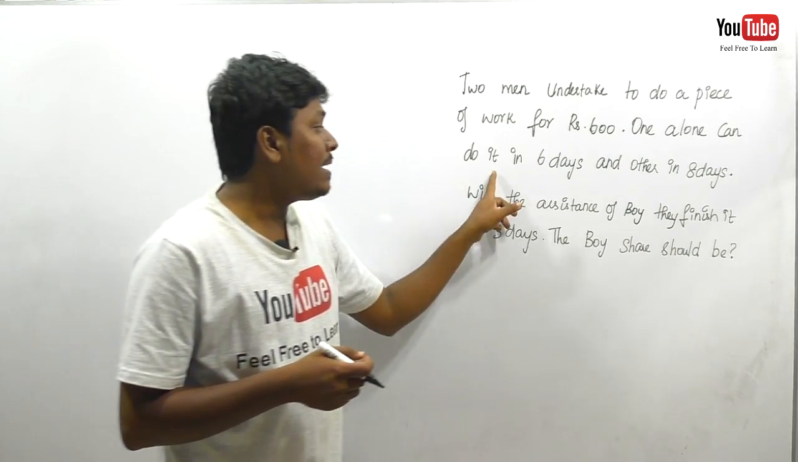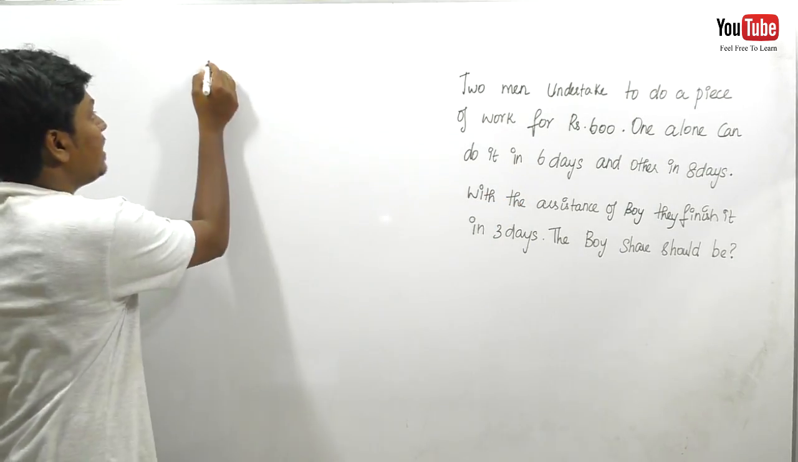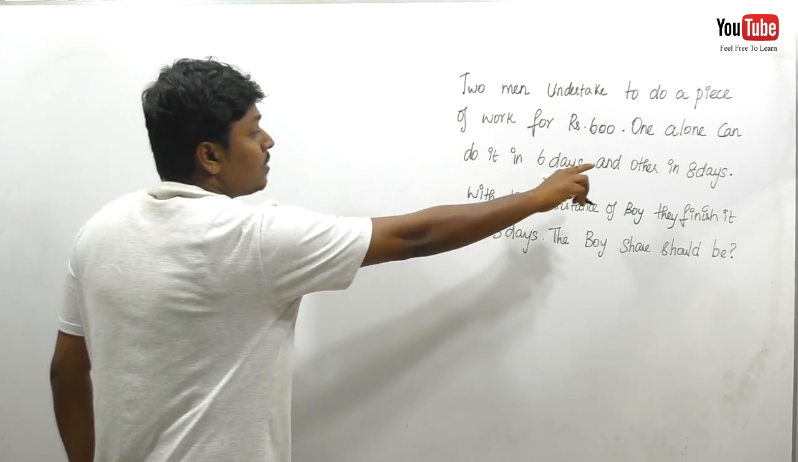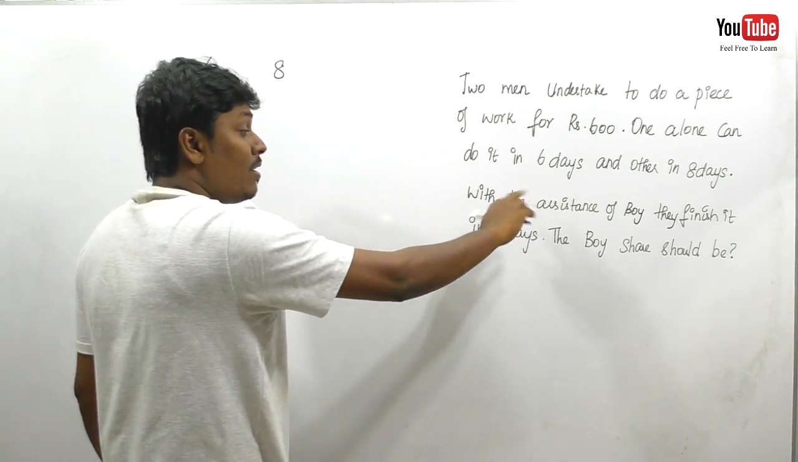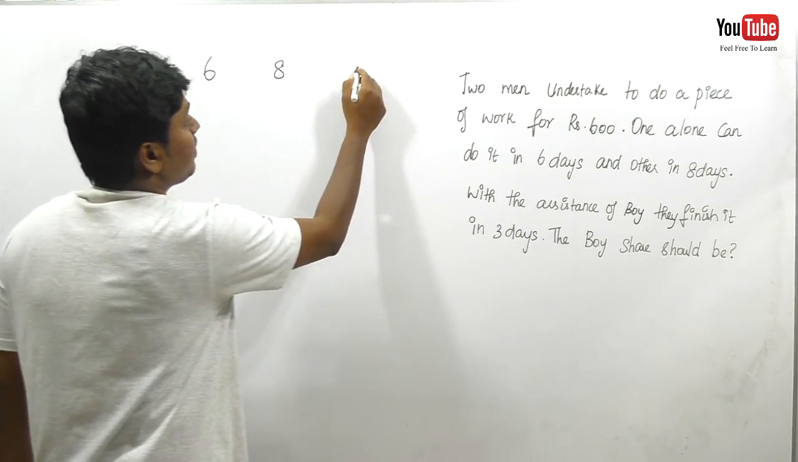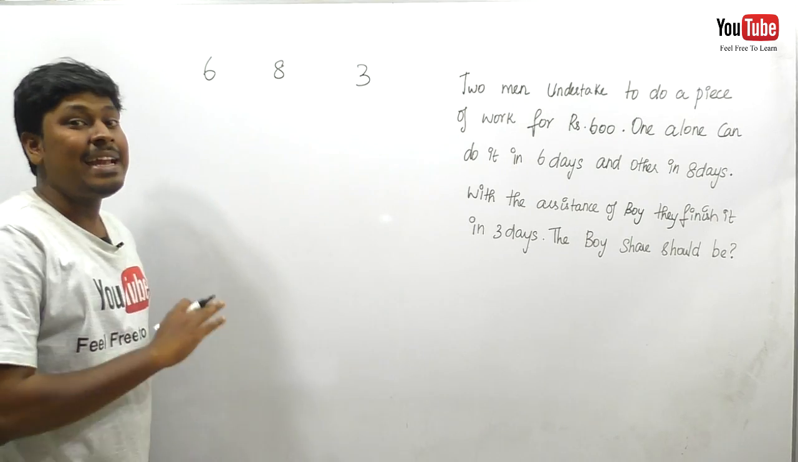Listen carefully. One man can do it in 6 days, right? Only 6 here. And the other man can complete the work in 8 days. And similarly, if all the three work together, they can complete the work in 3 days. So after writing this, take an LCM, friends.